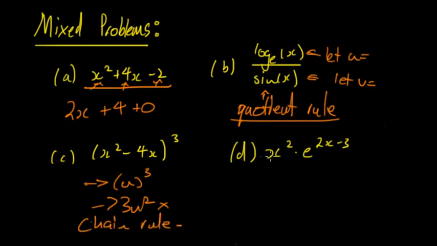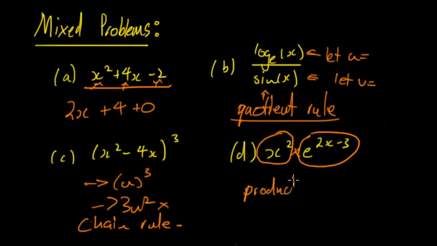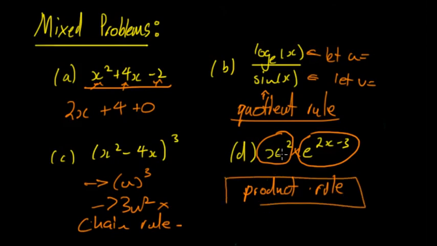So what about this? How do we calculate x² times e^(2x − 3)? We know how to calculate e^(2x − 3). We know how to calculate x². Because they're being multiplied, we have to use the product rule. So once again, you look at the formula, work out that u is equal to x², v is equal to e^(2x − 3), calculate the derivatives, and then sub it in.